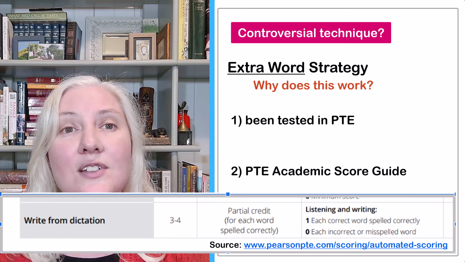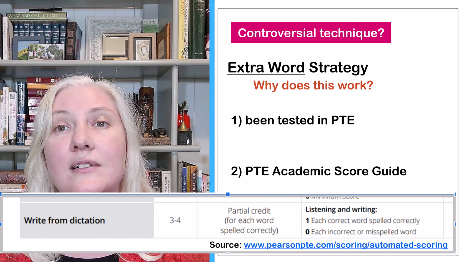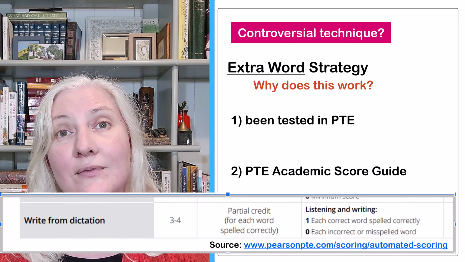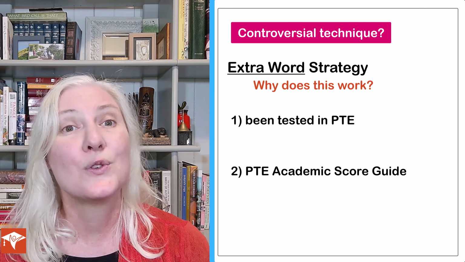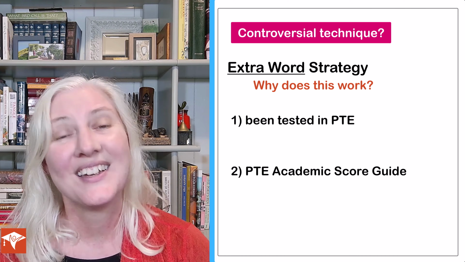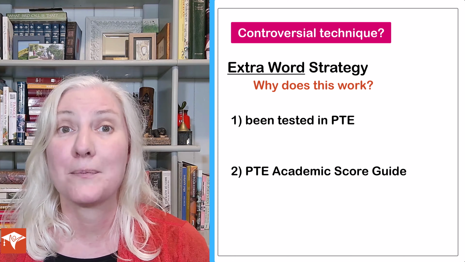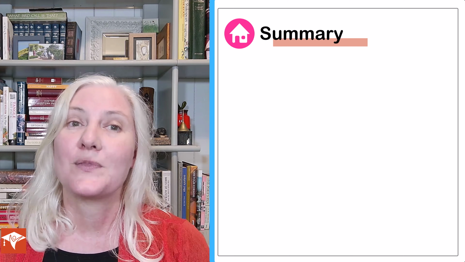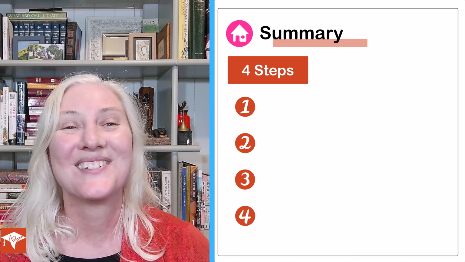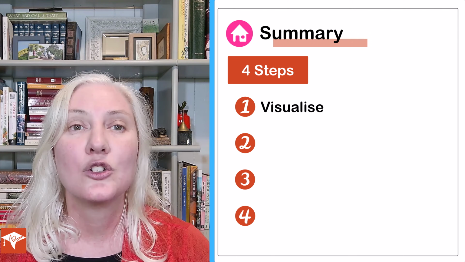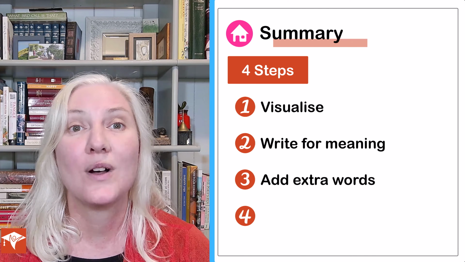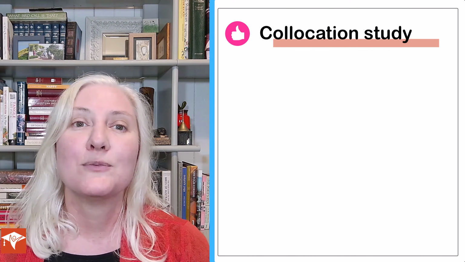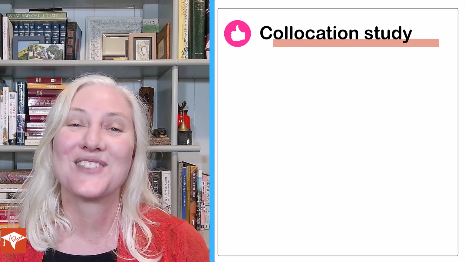Look, this is the official description of Write from Dictation from the PTE Academic Score Guide, valid in October 23. But PTE might change the scoring system one day, so you should know this is still risky. Keep checking out the PTE Score Guide for updates. So, just remember these 4 steps. 1. Visualize. 2. Write for meaning. 3. Add extra words. And 4. Check spelling. Now, let's move on to the Collocation study section of this lesson.